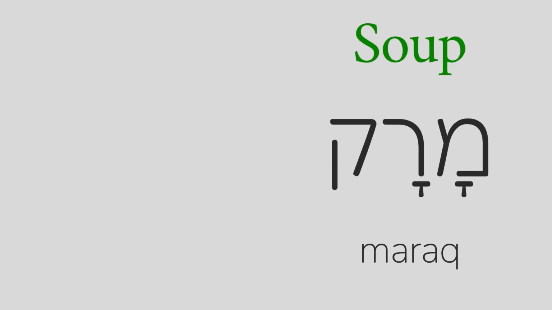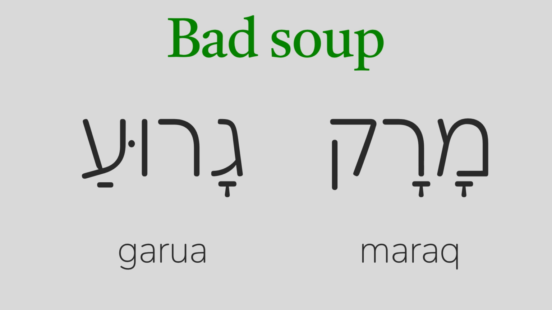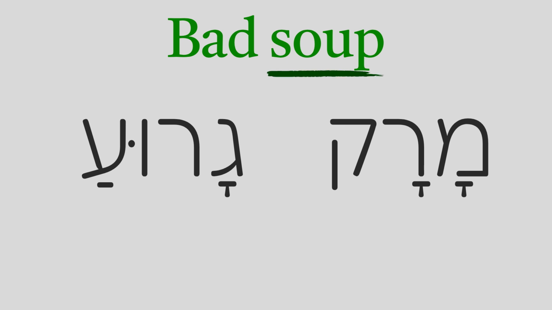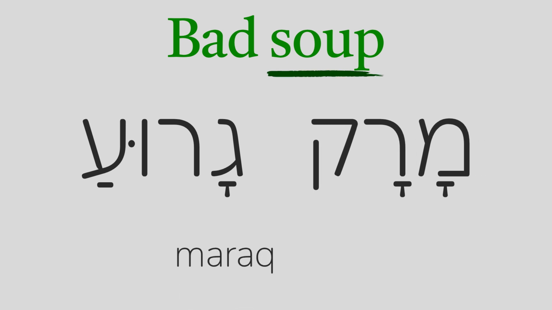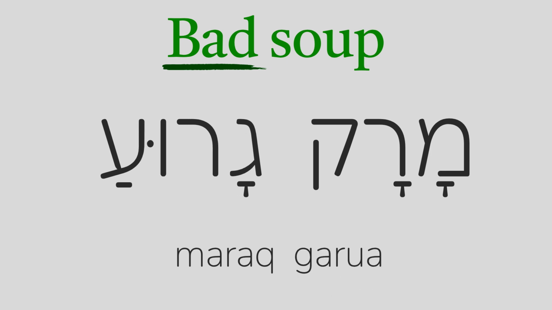Now you try with the words marak, soup, and garua, bad. How would you say bad soup in Hebrew? Well, remember that in Hebrew we say the noun first, and so we'll have marak, soup, and then we say the adjective which describes it, garua, bad. Marak garua, bad soup.